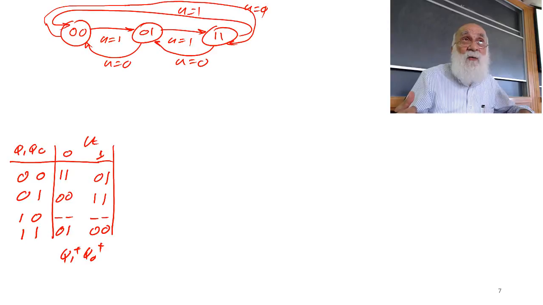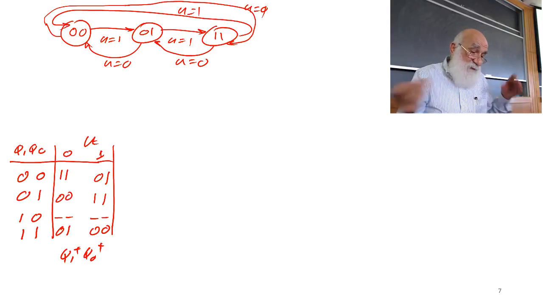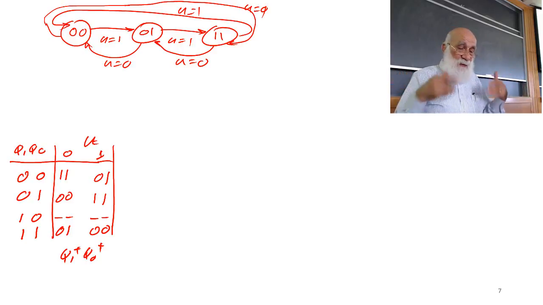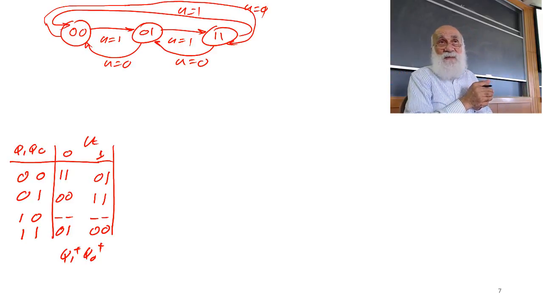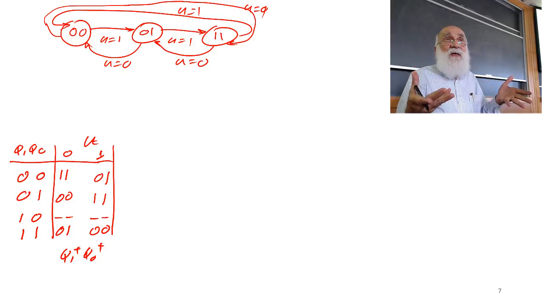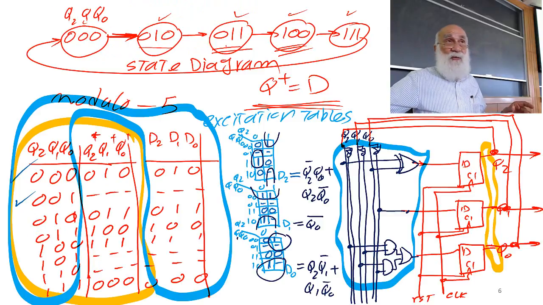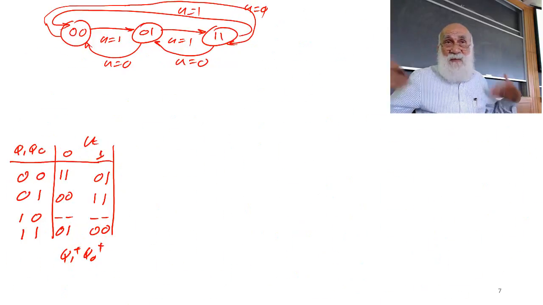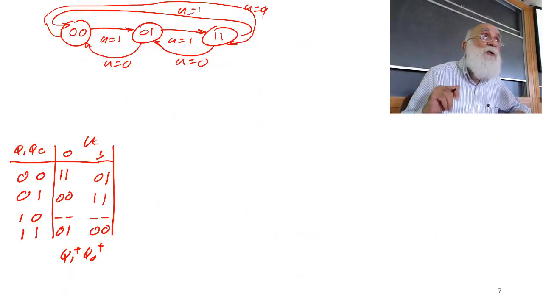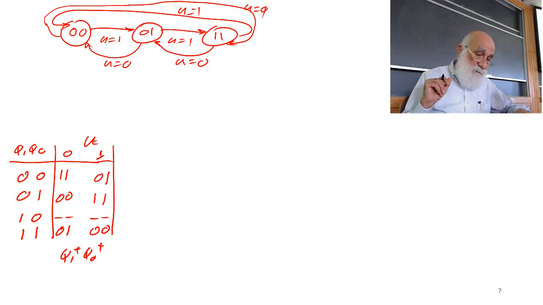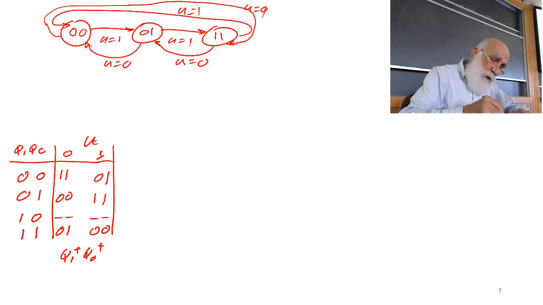Before, I decided that I wanted to do a D flip-flop, and if I do D flip-flops, I'm all done now, right? Because all I can do is say, okay, Q1, Q0 is the same as D1, D0. So this table becomes my excitation table, and I already know how to do that. This time instead, what I want to do is use JK flip-flops. JK flip-flops work like this.